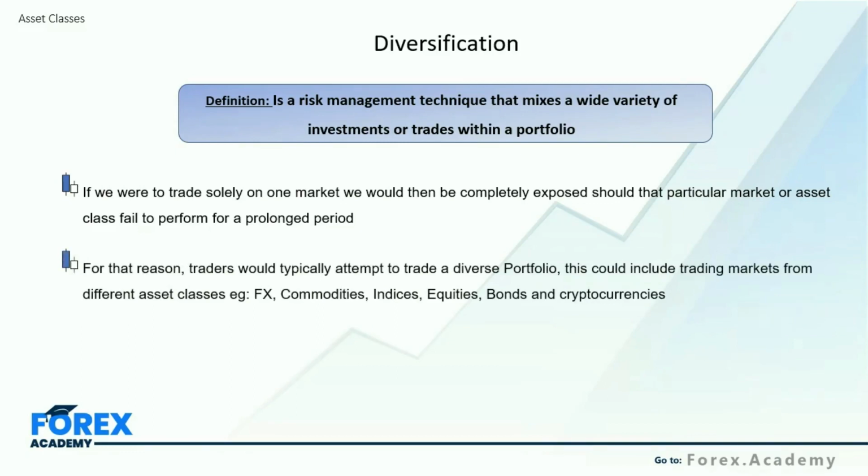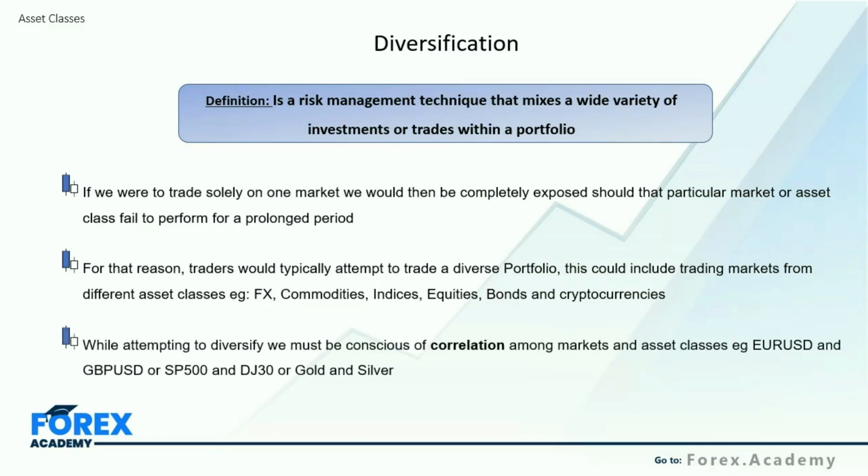So for that reason, traders would typically attempt to trade a diversified portfolio, and this could include trading markets from different asset classes. We've just reviewed the 6 major asset classes which are available to us as traders. So it might mean we have a couple of foreign exchange pairs, maybe a major pair, maybe a minor pair, maybe an exotic pair for that matter. We might trade a couple of commodity markets, maybe an agricultural product like corn, maybe a hard product like gold. We might then decide to trade a US indice and maybe a Japanese indice. We might decide to trade a couple of global equities, maybe BMW in Europe. We might decide to trade the gilt in the UK, for example, if we're talking about the UK bond. And finally, we might decide to trade a cryptocurrency as well, and there's many to choose from. So that is the basic principle of diversification.